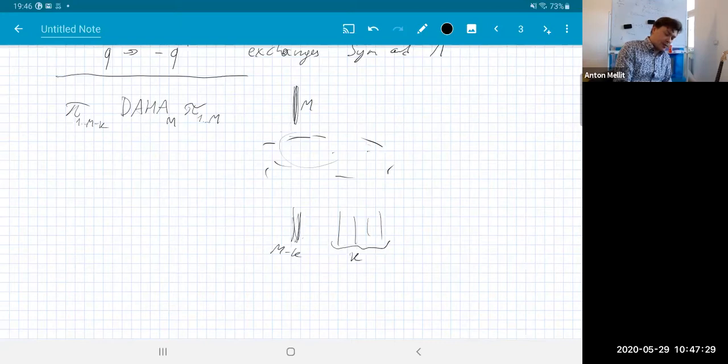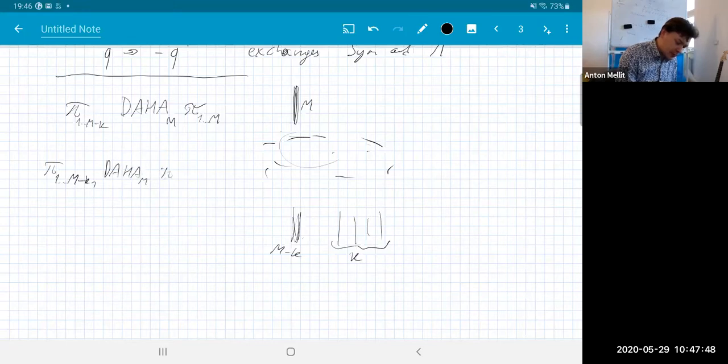So this is the module, and the algebra is obtained by multiplying by projectors from both sides. Right. And this is how you interpolate in m.